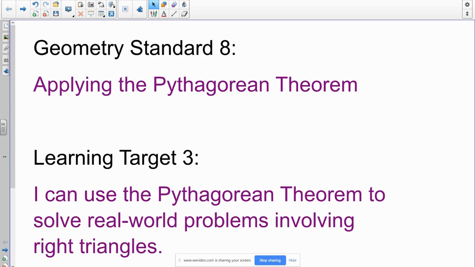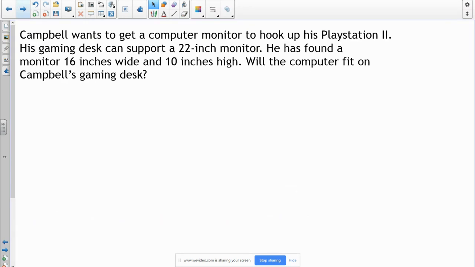So we're just going to look at some real world problems. It might not be one that you actually ever use, but they are actual storylines that could use the Pythagorean theorem. So our first one is going to be, I'm going to read it.